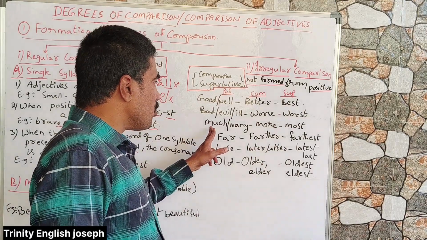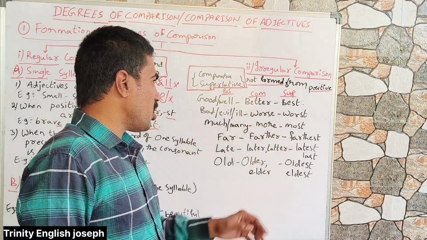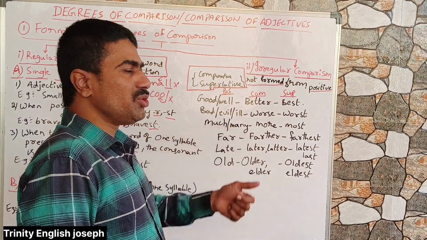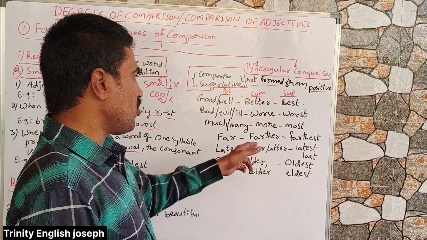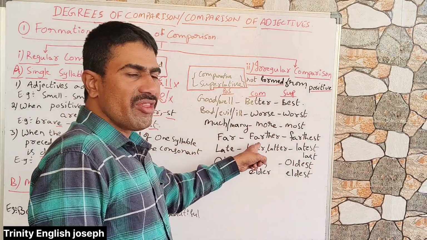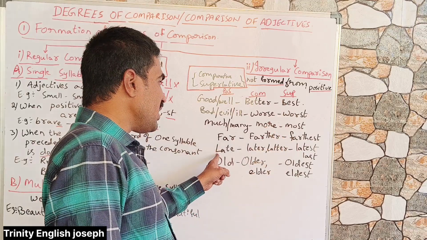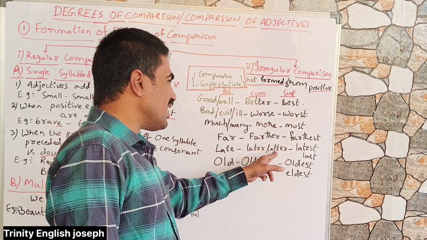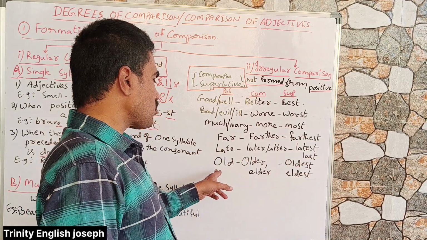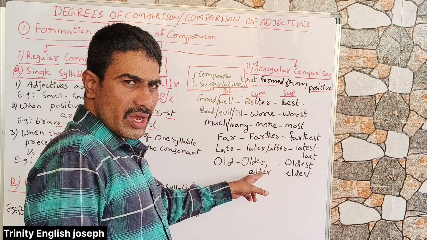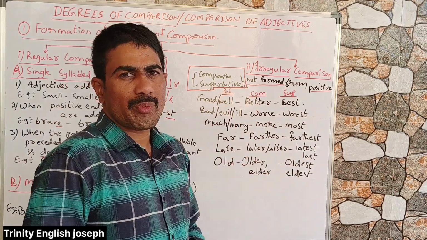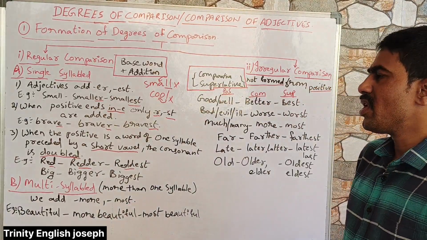And the next one is much and many, they have more and most. Much is used for adjectives of quantity, and many is used for adjectives of number. And for both we have more and most. Coming here we have far, farther, farthest, late, later, latter, latest and last. Coming here we have old, older or elder, oldest and eldest. So this is the formation of the degrees of comparison.